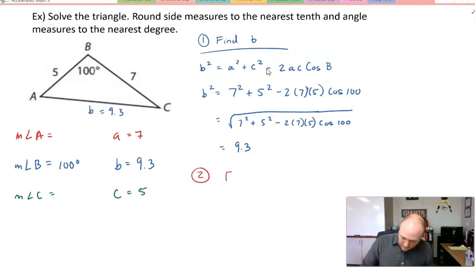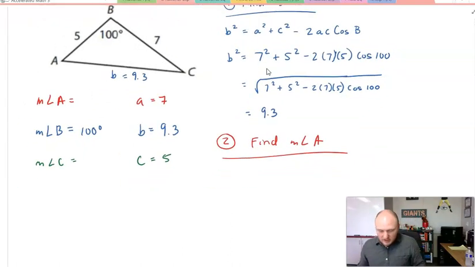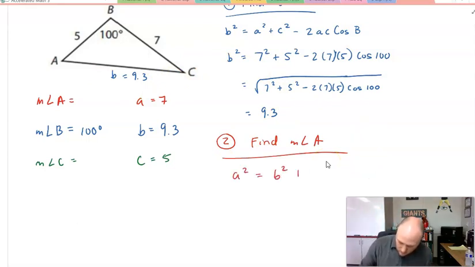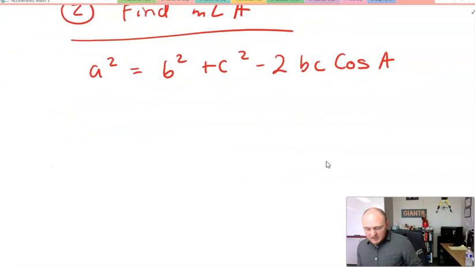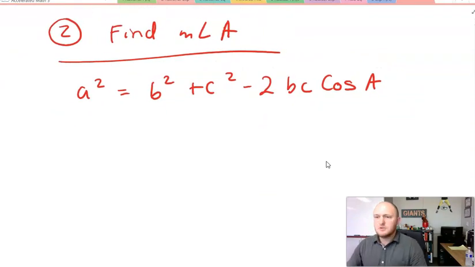So what I'm going to do is find the measurement here of angle A. How do I find the measurement of angle A? Well, I'm going to use the formula that uses A. So that's going to be a squared is equal to b squared plus c squared minus 2bc cosine of A. And I'm using this formula.